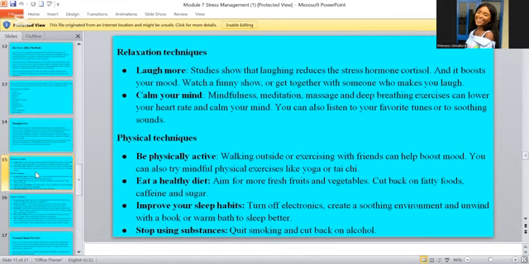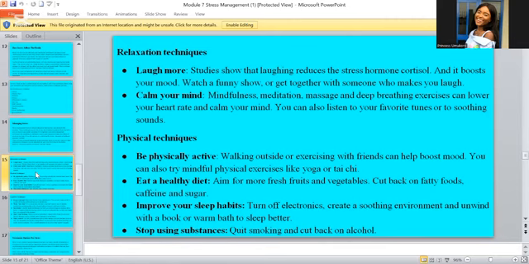We have relaxation techniques. Laugh more. Studies show that laughing reduces the stress hormone cortisol and it boosts the mood. So watch a funny show or get together with somebody that makes you laugh. Another technique is calming your mind. Mindfulness, meditation, massage, and deep breathing exercises can lower the heart rate and calm the mind. You can also listen to favorite tunes or to soothing sounds.